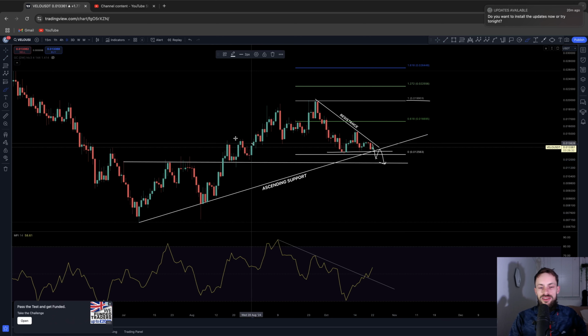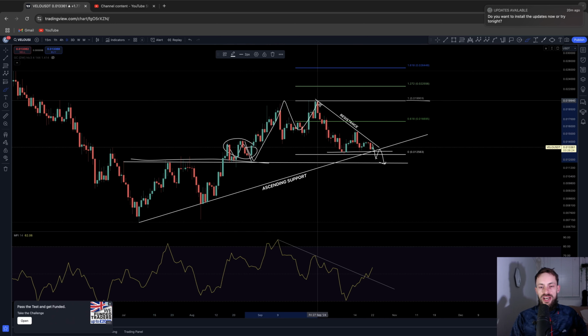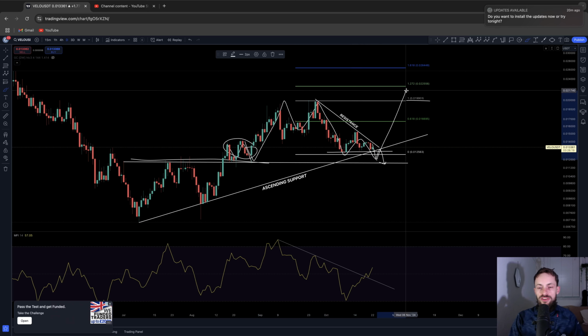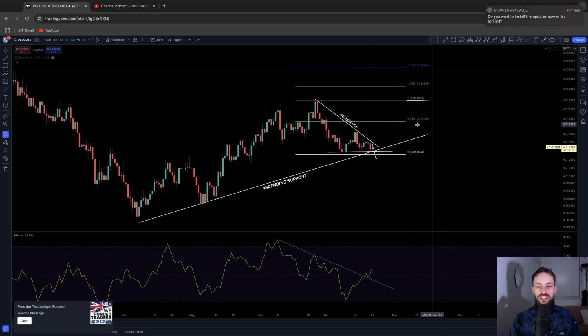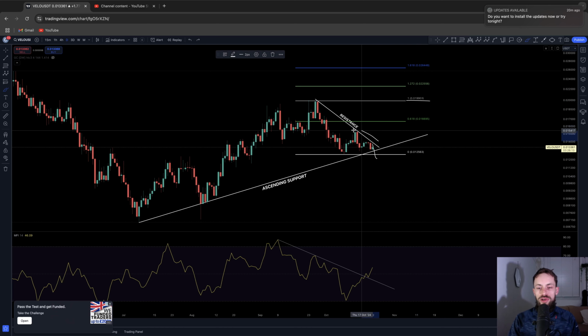The fact that we had this small ABC right here, this ABC correction back down to this double bottom neckline for support and then continued the breakout, we could have had this move here which is already corrected, and we're looking for continuation. So tackling the 0.016 range will give us the sort of confidence, and breaking this resistance line for Velo moving forward, to push on to higher targets.